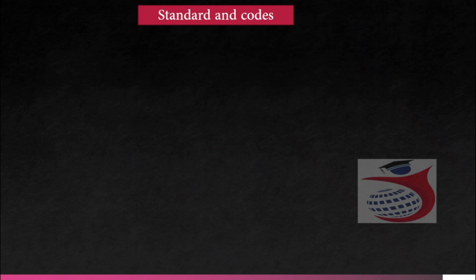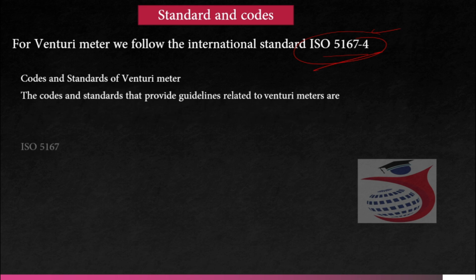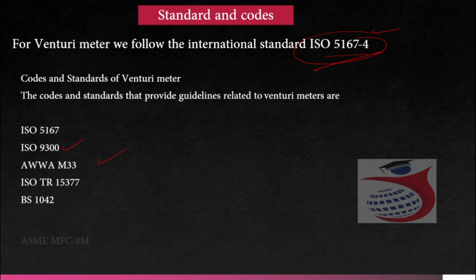Standards and codes: in India we generally prefer ISO 5167, but there are many other standards also. So ISO 5167, ISO 9300, we should know these standards. Many times it is asked in interviews how many standards you know, so we should have this information at the back of our mind. BS 1042, ASME MFC, ASTM, AGA 9.